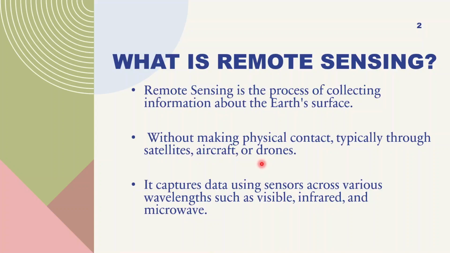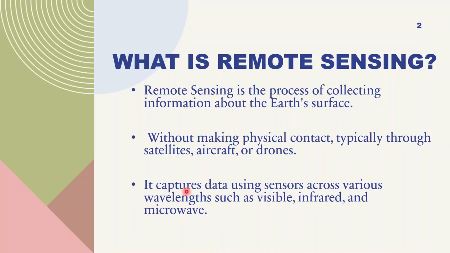These data are normally accessed based on wavelength, that is, on electromagnetic radiation. It is normally done using sensors across various wavelengths. We have the visible, the infrared, the microwave, and even radio waves. So you can use the EMR, electromagnetic radiation, which is either heat or light. This data can be accessed.